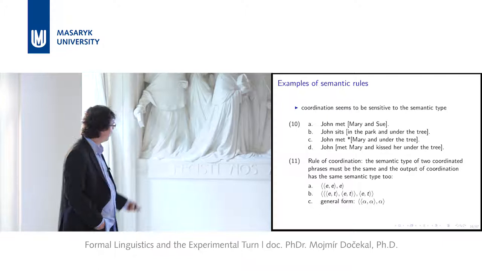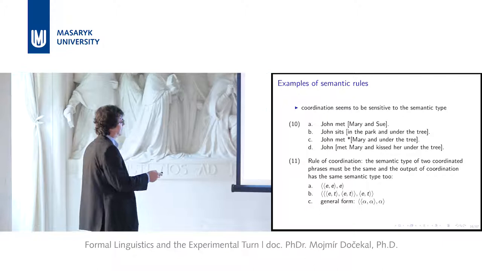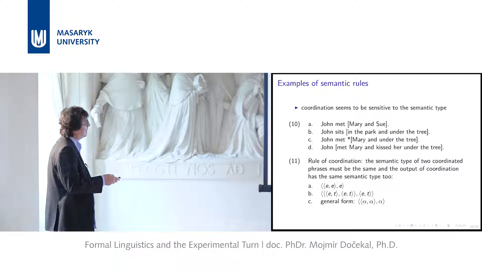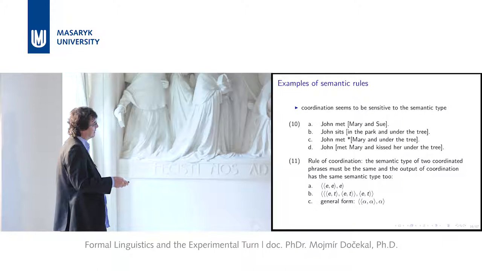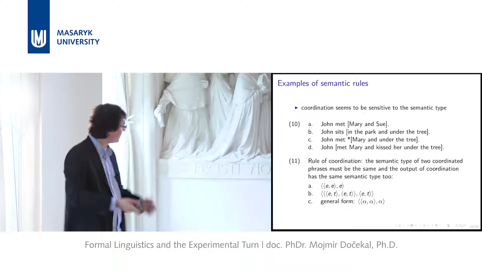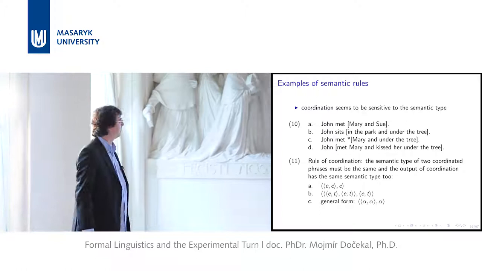So here are some logical types. E means that the phrase denotes an entity. So E would correspond to 10A. So in John met Mary and Sue, this E would be Mary, and this E would be Sue. This is something which goes as input type into the computation. And the output type is again entity.